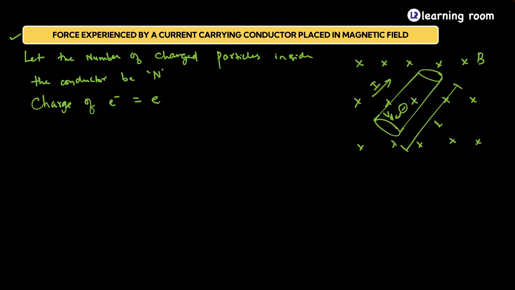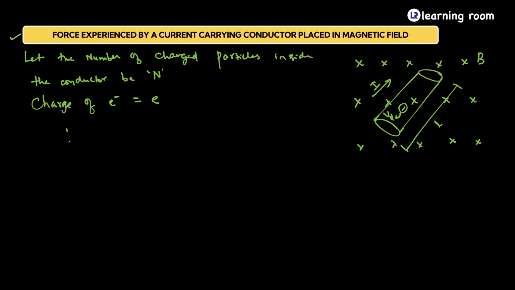Okay. Now listen to this carefully. I'm taking one electron and I'm observing what is going to be the force experienced by that one electron because of its speed. See, what is the name of the topic? We are seeing force experienced by a current carrying conductor placed in magnetic field. Now tell me one thing. When I think of current carrying conductor, what comes to your mind first of all? What is there inside a current carrying conductor? Charged particles which are moving. So when a charged particle is moving in the presence of a magnetic field, what will happen to it? It will experience a force, right?